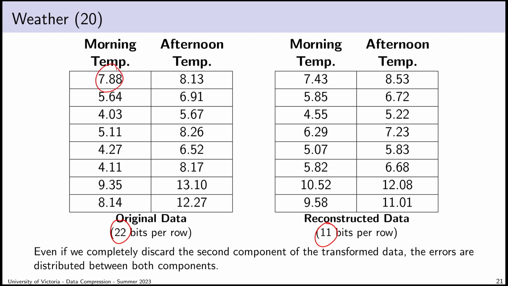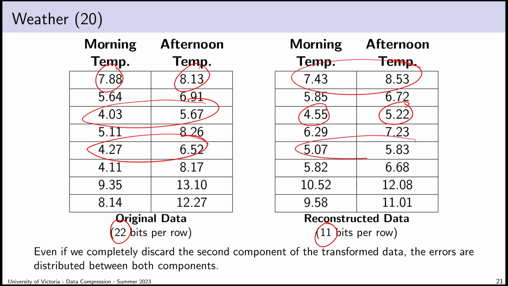So I now get 7.8, 8.1, and for some reason, this transformation actually does better than the last one did. I've got 4.0, 5.6, 4.5, 5.2. So they're both off by less than, more or less, 0.5 or 0.6. 4.27, 6.52, 5.07, 5.8. So they're off by about 0.7. So there is certainly noticeable error here.